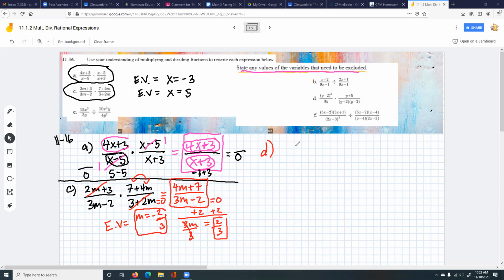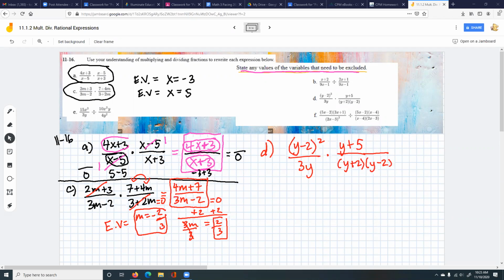D says y minus 2 quantity squared over 3y times y plus 5. This one right here. That 5 looks pretty funky. Let me redo that. y plus 5 over y plus 2 times y minus 2. Okay, so we look for things that we can cross reduce.